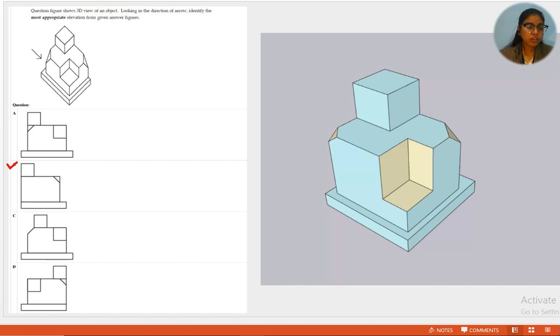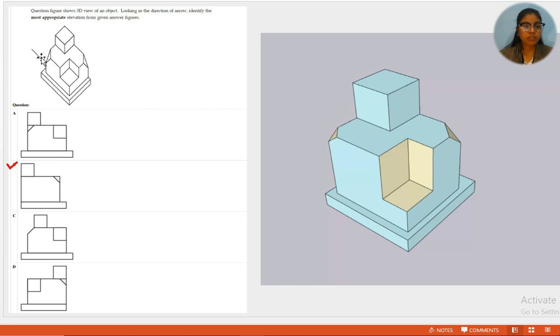In the next question, we have the same question, but the direction of the arrows changes. Here, we are looking from the backward side. If you look from the backward side, it is clear that the upper cube part will be on the left hand side when you take out its elevation. Now look at these options. Obviously C is rejected because it is in the middle, and D is showing it on the right hand side, which is not possible. So we will go with options A and B.